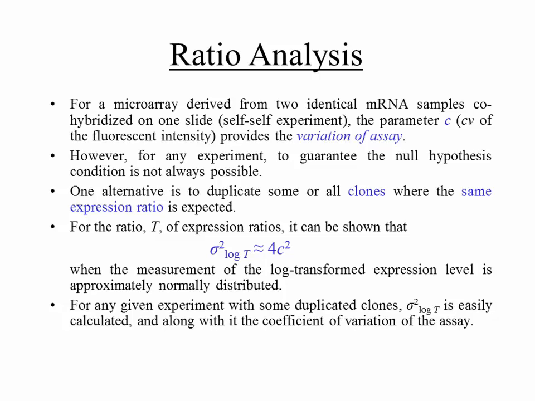So for any given experiment with some duplicated clones, the variance of the log transformed ratio is easily calculated, and from that you can get your C. That would be another way of getting at the C, right? But for the paper that we are going to discuss, we are going to use the maximum likelihood estimate.